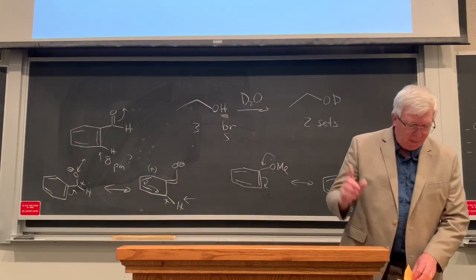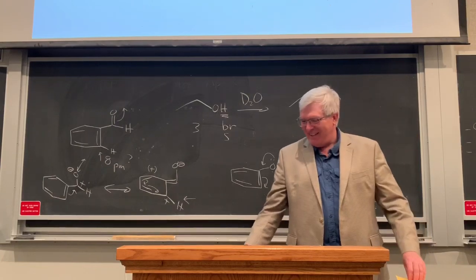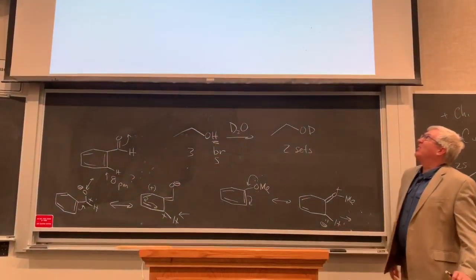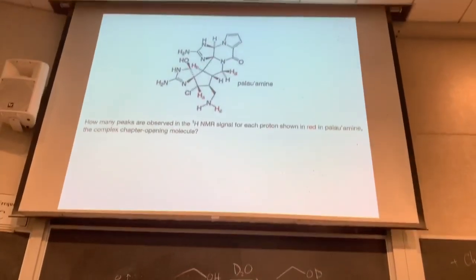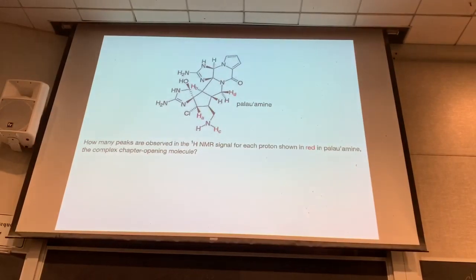Okay, let's go back up here and look at the screen. And what we got is a very complex looking molecule. Look at all those nitrogens in there. Palaomine is the name of this natural product. It's isolated from a marine sea sponge. It has anti-cancer activity and a number of other biological activities.